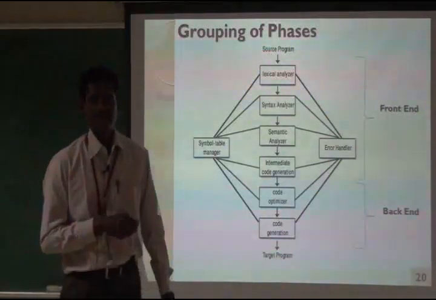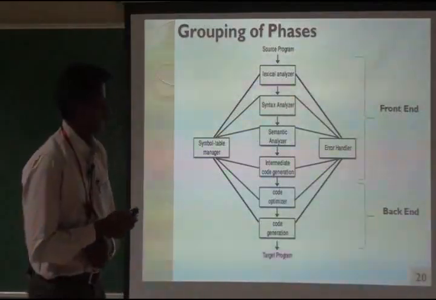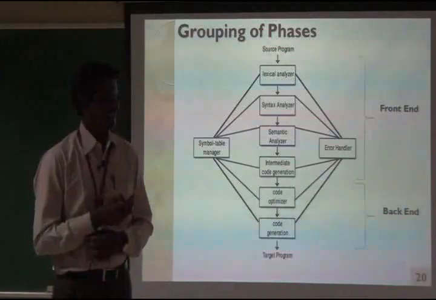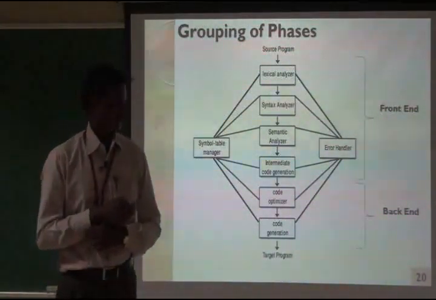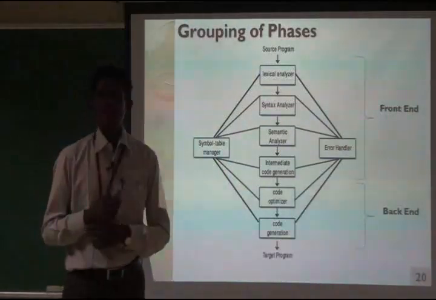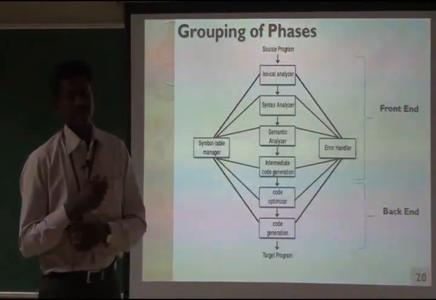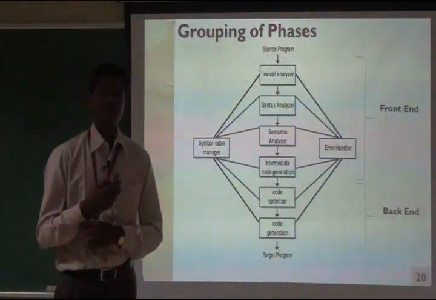Grouping of phases. Here we have 6 different phases that can be grouped into 2, front end and back end. In the front end we group the first 4 phases, and the rest of the phases are considered the back end. The front end is language dependent, and the back end depends on the machine.